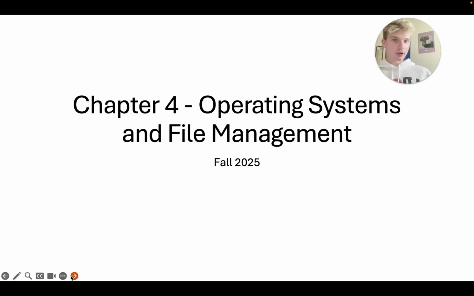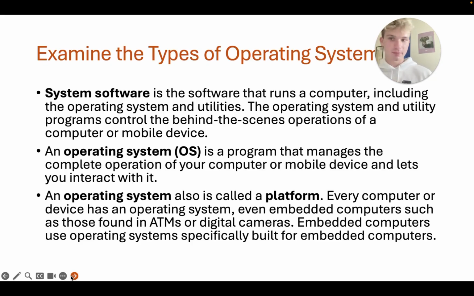In Chapter 4, we learned about operating systems and file management. We learned how to examine the types of operating systems. We learned what system software is, and what an operating system is, which is also called a platform. Every computer or device has an operating system, even embedded computers such as those found in ATMs or digital cameras.